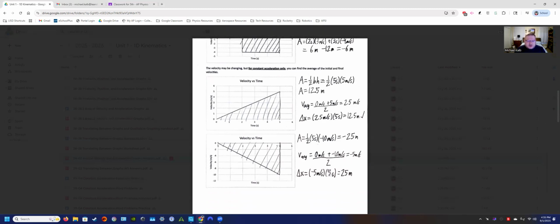Here we have the object starting at rest, and it moves backwards, accelerating to -10 meters per second after 5 seconds. So the area of this would be the triangle, 1/2 the base, 5 seconds, times the height, -10 meters per second. That's -25 meters. And if we look at the average velocity from 0 to -10, the average velocity is -5. That times the time also gives us -25 meters. The handout has a typo, it should be -25.